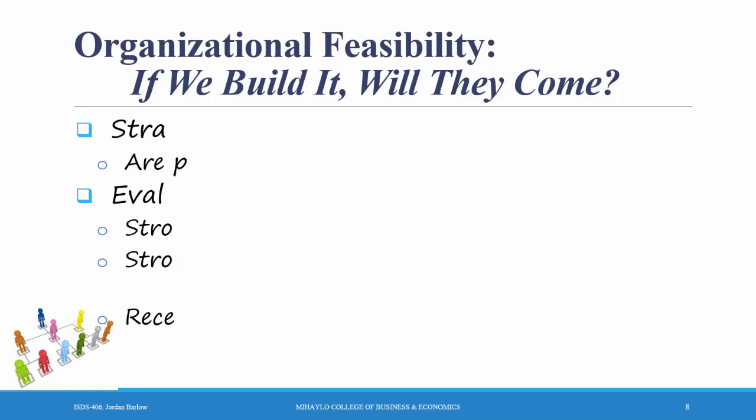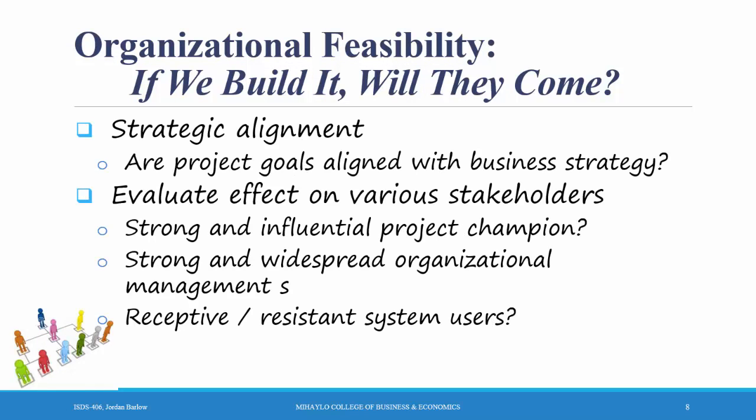The third and final key area of a feasibility analysis is organizational. It's important to think about strategic alignment. Are the project goals aligned with the business strategy? In cases where you've started an IS project just because you want to implement a new and cool technology, this might not align really well with what your business is trying to do. Strategic alignment is key.